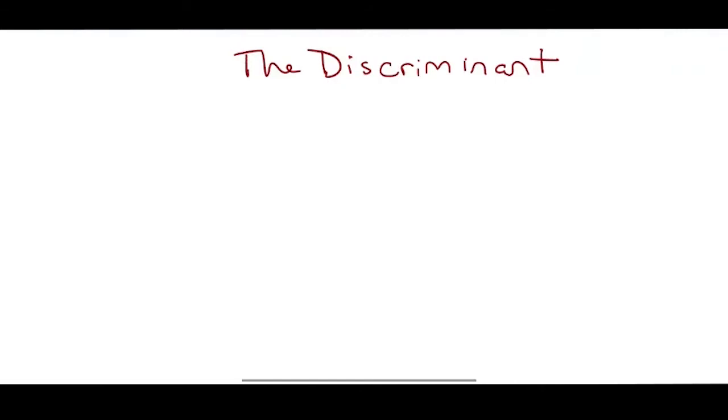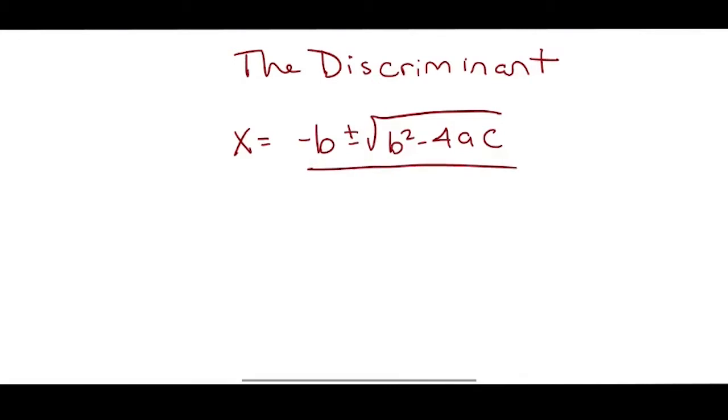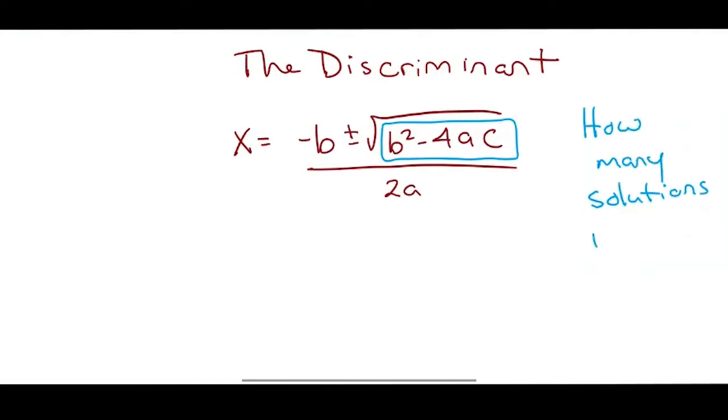Let's talk about the discriminant. When you've got the quadratic formula of x equals negative b plus or minus the square root of b squared minus 4ac divided by 2a, the discriminant is this part. And what that part is going to tell you is how many solutions there are. What do I mean by that?